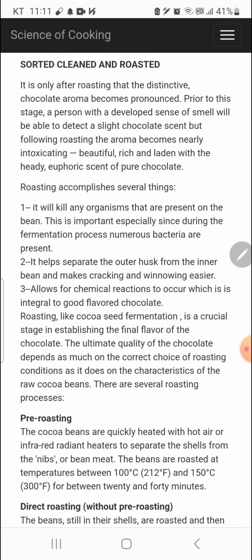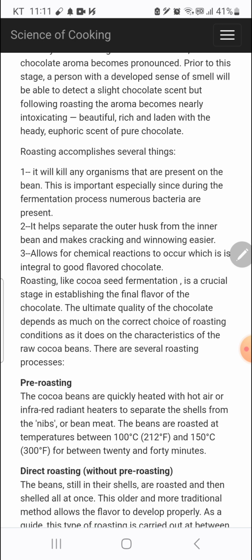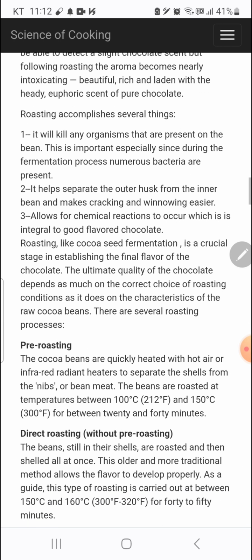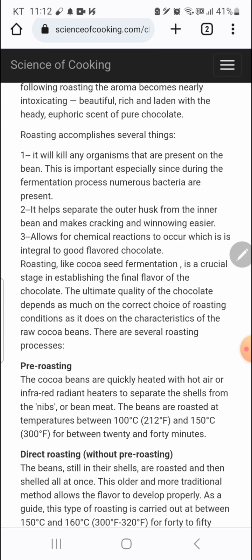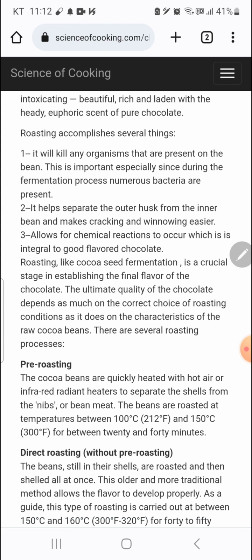Prior to this stage, a person with a developed sense of smell will be able to detect a slight chocolate scent, but following roasting, the aroma becomes nearly intoxicating, beautiful, rich, and laden with a heady, euphoric scent of pure chocolate. Chocolate, heady, euphoric.